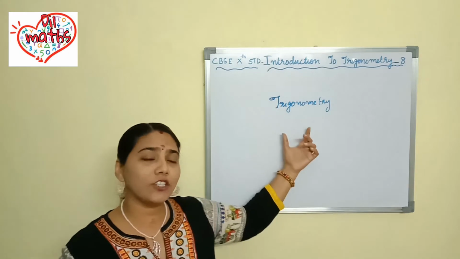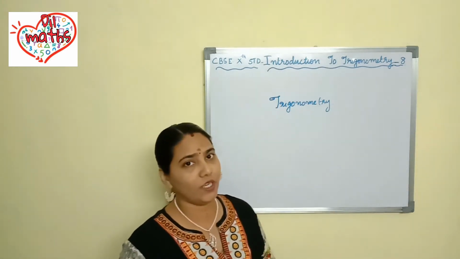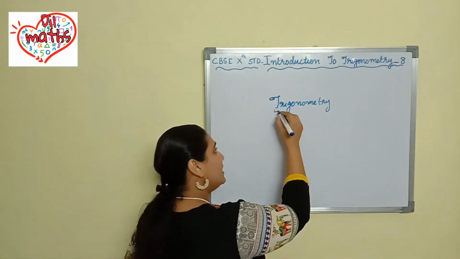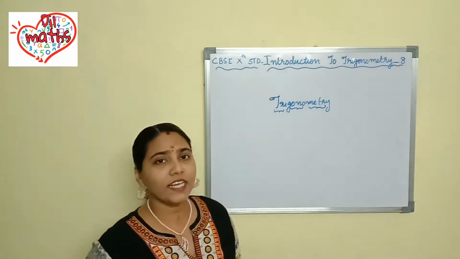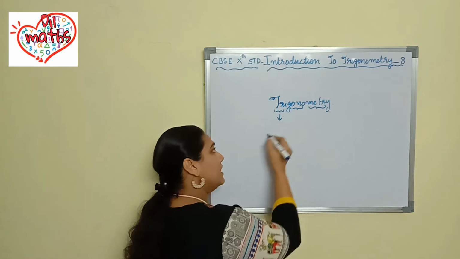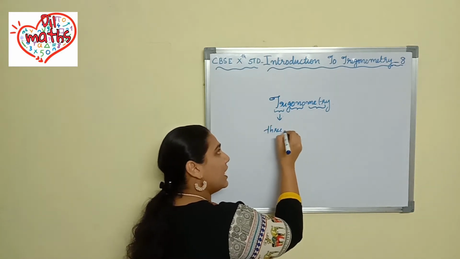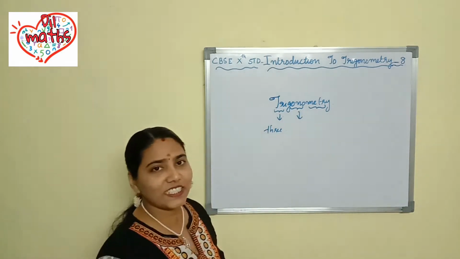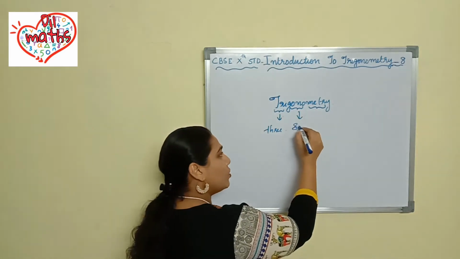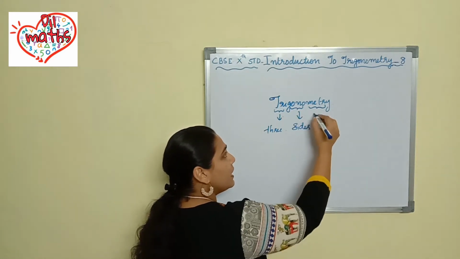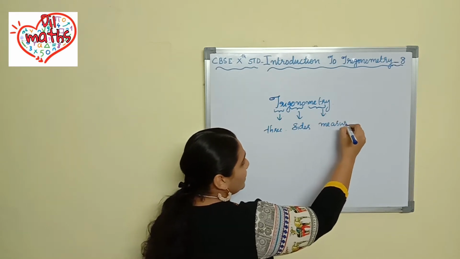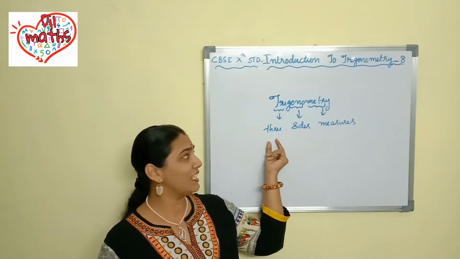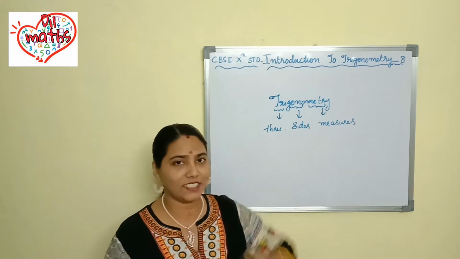In this trigonometry, 3 words are coming. First one is tri, and next one is gono, next one is metry. So in that, what do you mean by tri? Tri means 3. And what about gono? Gono means sides, and metry is measures. So in this trigonometry, 3 is coming, sides is coming, measures is coming, isn't it?